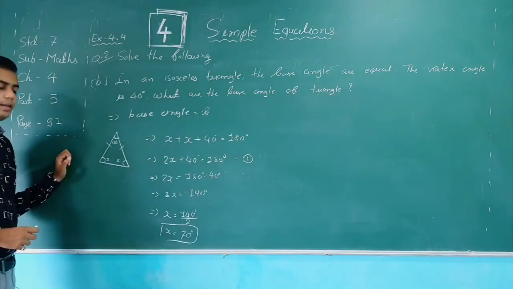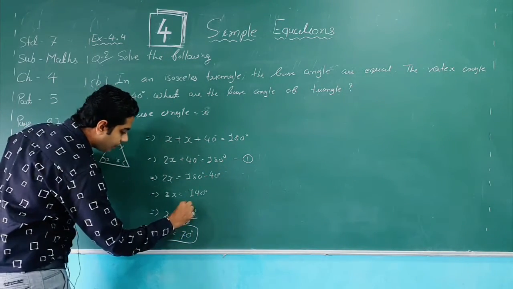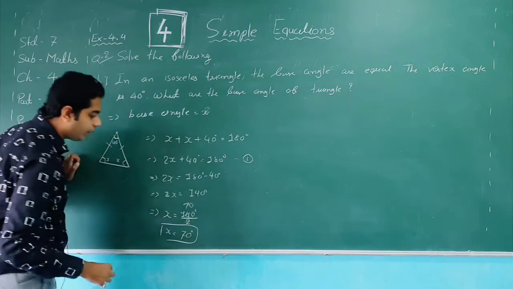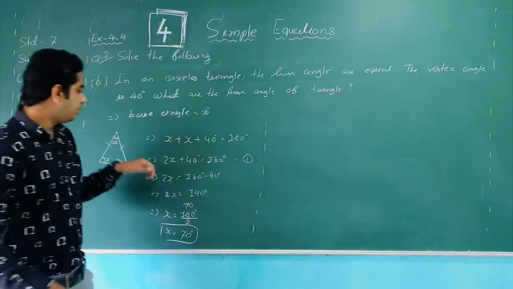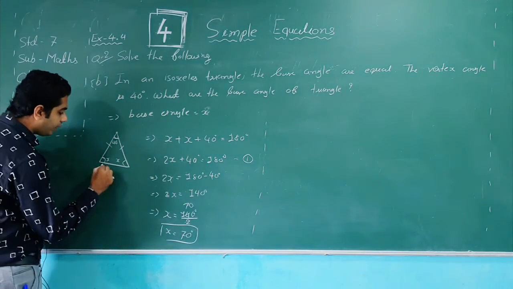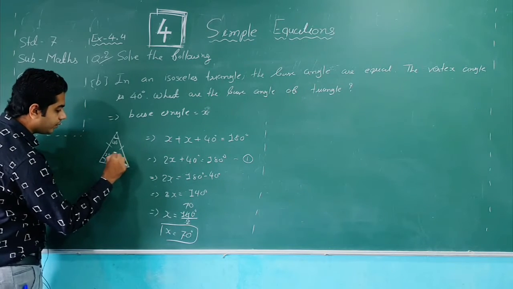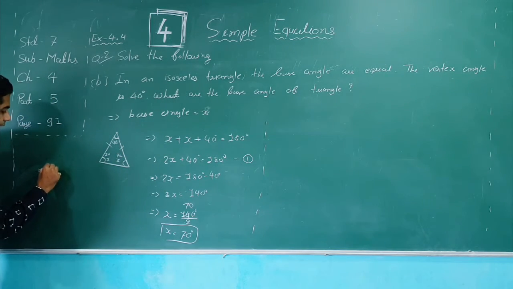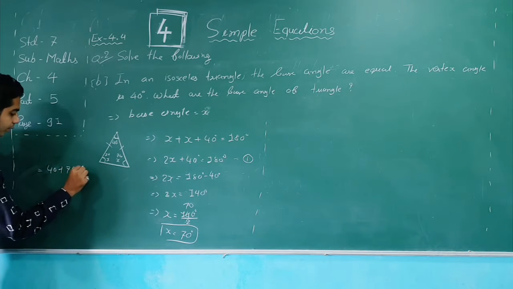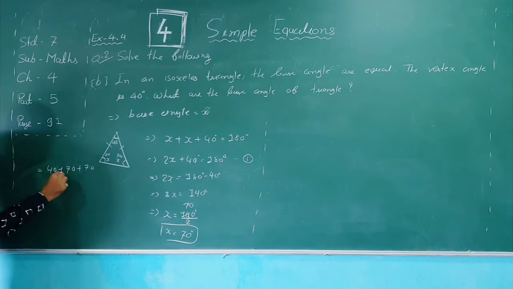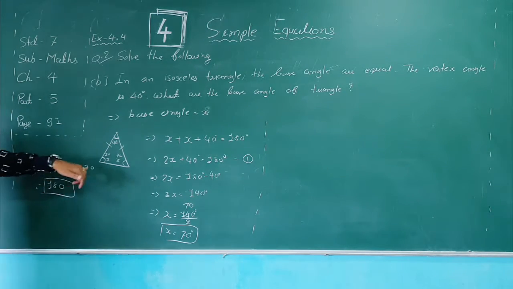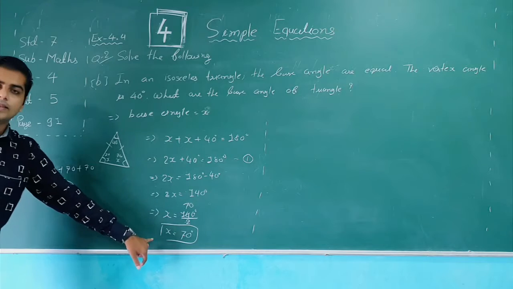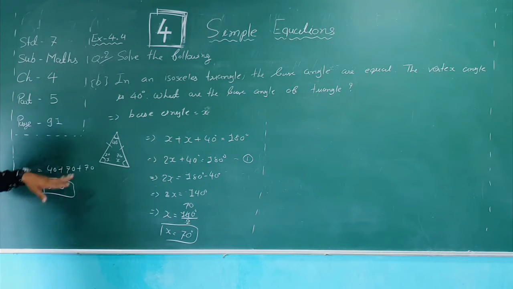So x is equal to what? 70. Why? 2 7s are 14, so 70 times 2 is 140. If you want to check, we found x equal to 70. Put 70 here and check. This is 70. The total should be 180. So 40 plus 70 plus 70. Check here: 7 plus 7 is 14, 14 plus 4 is 18, and 0. So 180 is your answer. So that means our answer is correct. That's how you can check the answer also.